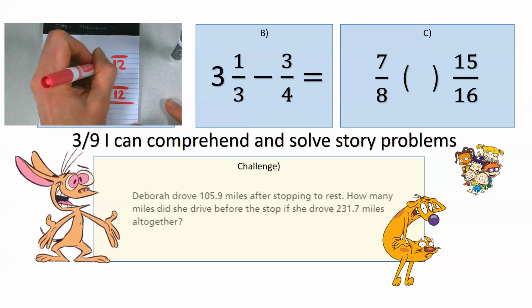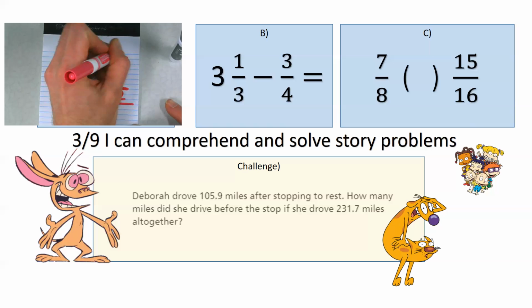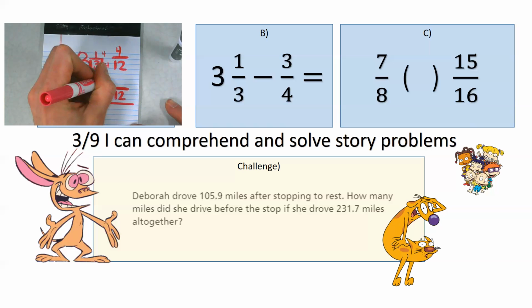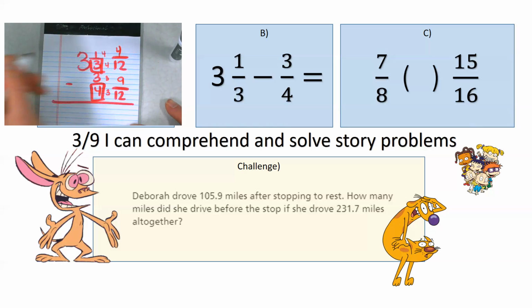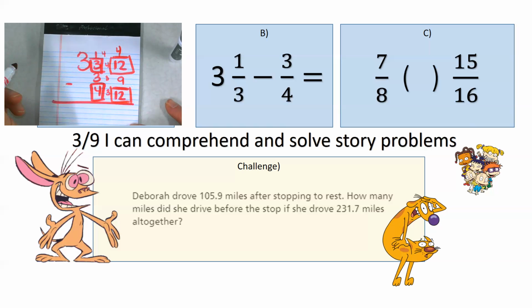How many 3s make 12? 4. Do it to the bottom, do it to the top. 1/3 is equal to 4 12ths again. And then 4 times 3 is 12. Do it to the bottom, do it to the top. 3/4 is equal to 9 12ths. Now we have our new equal fractions, but we are subtracting.